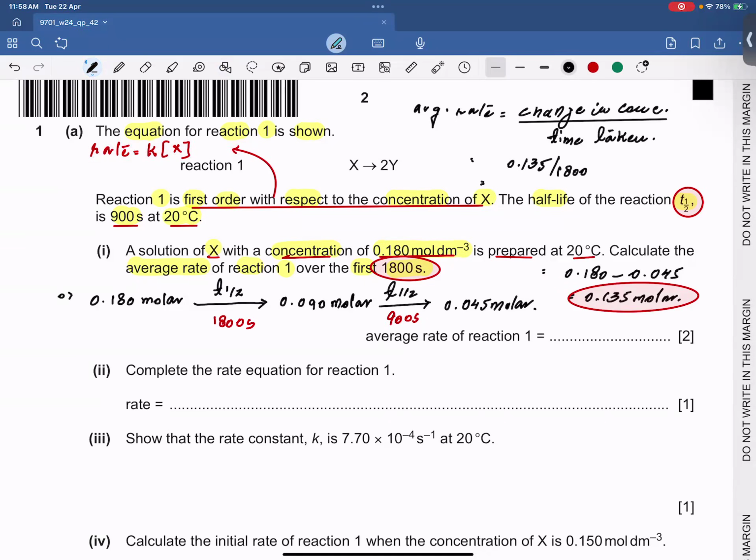So the average rate is going to be 7.5 into 10 to the power minus 5 mole per dm cube second inverse. So we can write here 7.5 into 10 to the power minus 5, and the unit is going to be mole per dm cube second inverse.